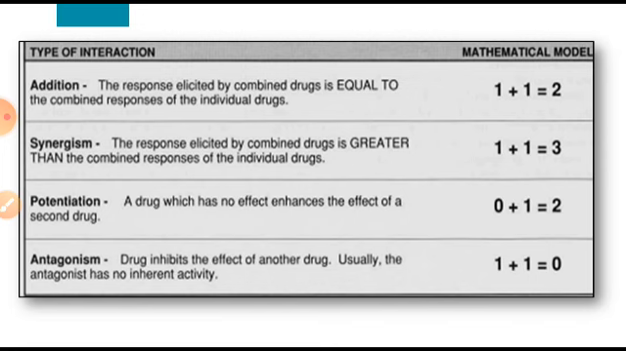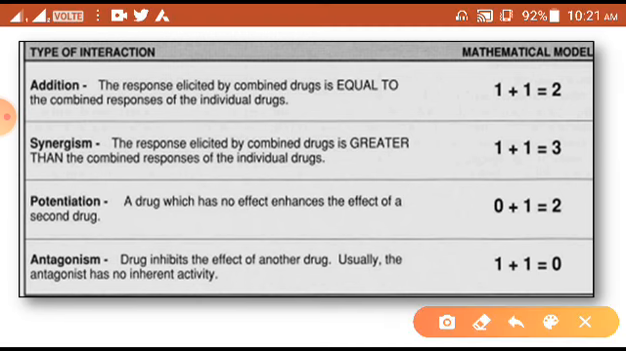We call these interactions addition, synergism, potentiation, or antagonism. Actually, addition and potentiation are both types of synergism only. When we say addition, it means that when two drugs are combined together, they have an added effect. The response elicited by the combined drugs is equal to the combined response of the individual drugs. If one drug has effect 1 and the other drug also has effect 1, when you give them together it will become 2, right? It's not 3, it's not 1, it becomes 2.